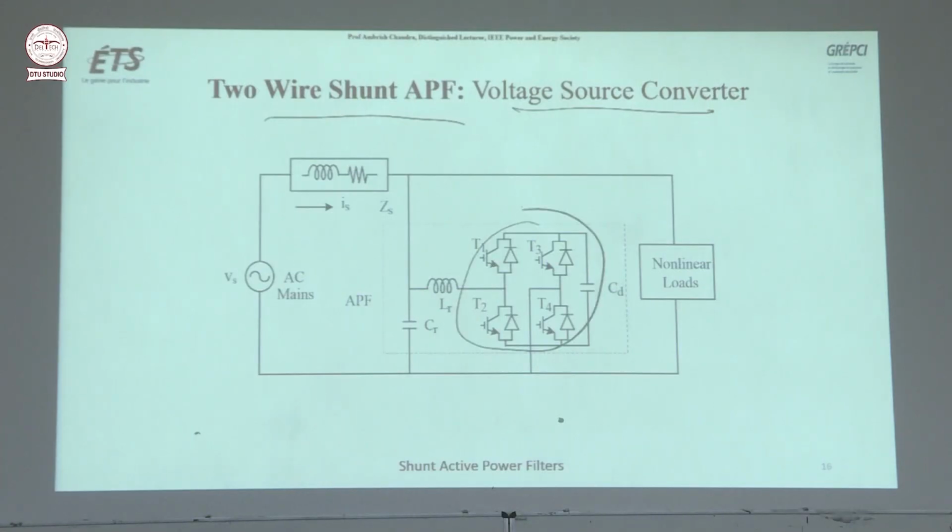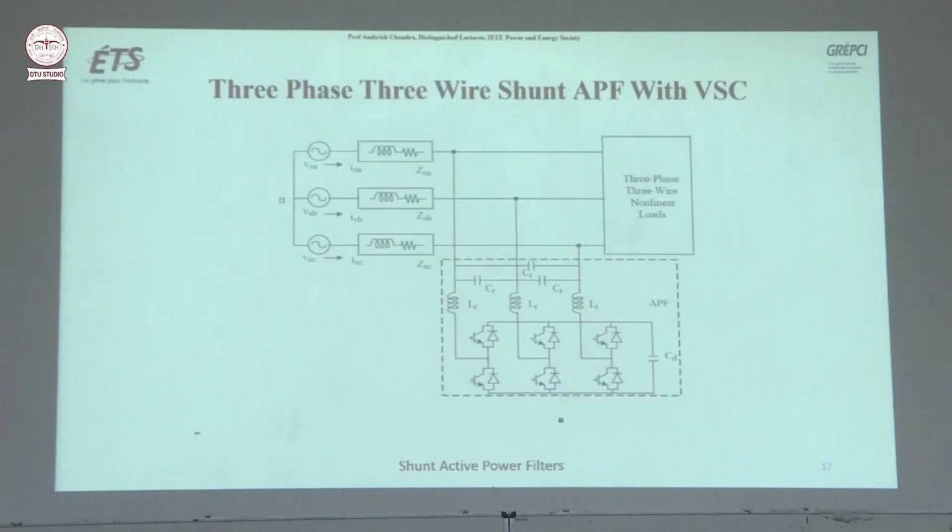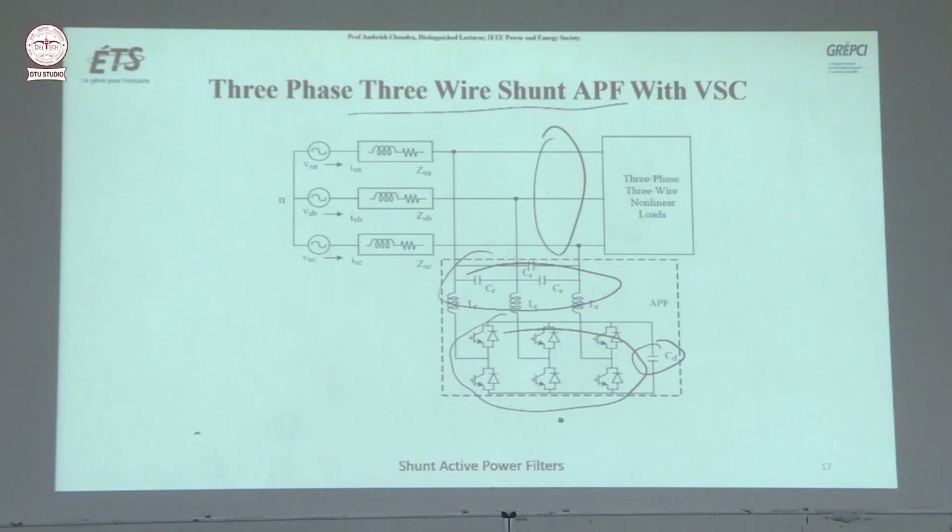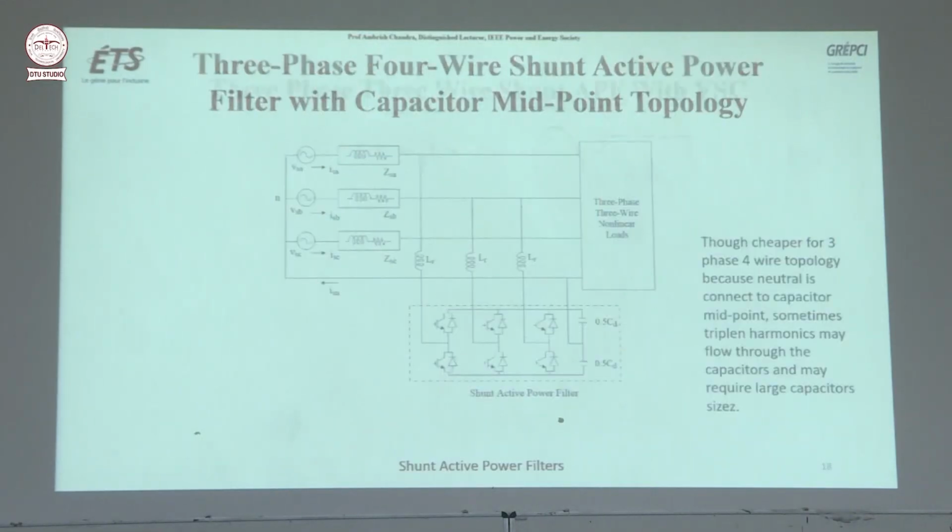So this is full bridge type basically, voltage source converter. Three phase, three wire shunt APF. So this is three phase, three wire. We don't have neutral here. And so we have three phase full converter here. And then on DC link, you have a converter and these are the coupling filters. So this is the topology you have: three phase, three wire shunt APF with VSC.